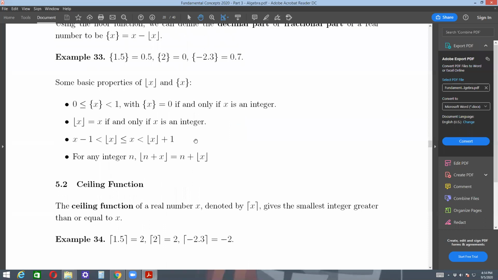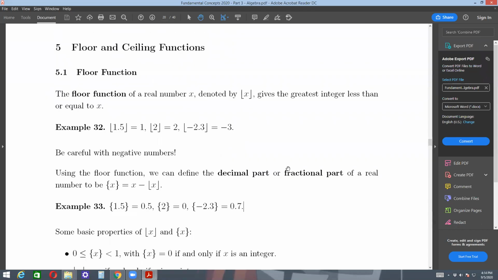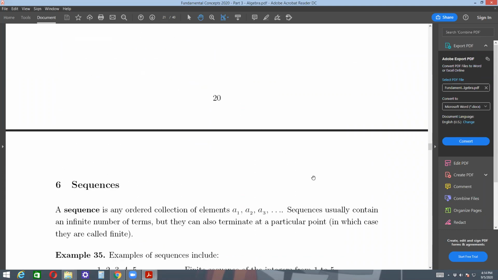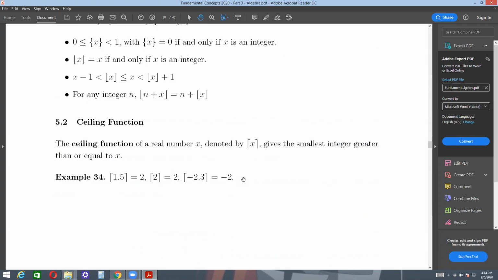Right, and there's some properties here for floor and fractional part. Now, there are some questions where you actually have to introduce things like the fractional part and the floor function to help you. Or maybe it already has the floor function in it and you would actually have to introduce the fractional part to help you. I think there's some questions like that, maybe in the miscellaneous exercise.